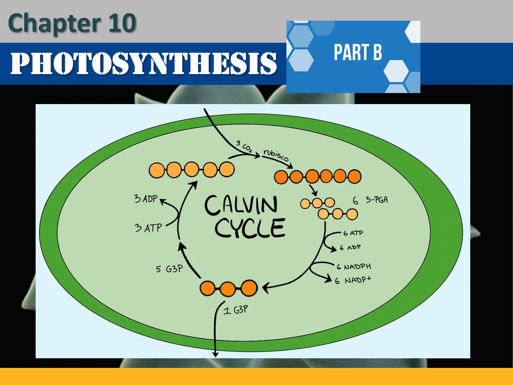So that concludes part B of chapter 10. Next time we're going to start talking about how we take that NADPH, we take some of that ATP, and we use these cyclic reactions known as the Calvin cycle in order to make this G3P sugar that then becomes glucose down the line. So we'll start there next time.